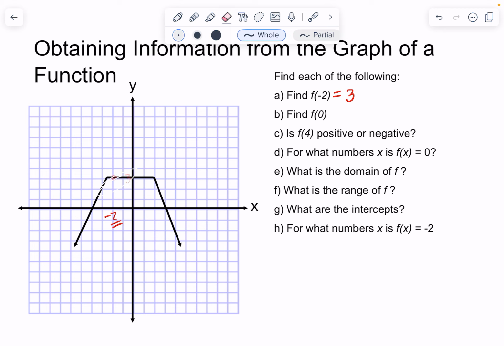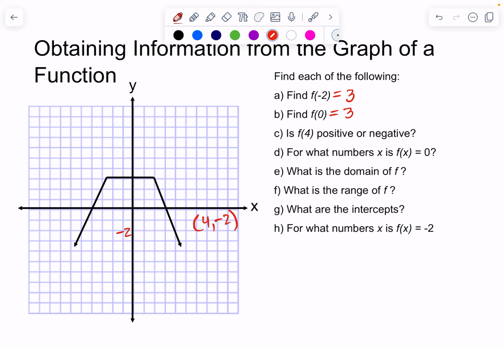F of 0. Okay, once again, let's check out the value of y when x is 0. When x is 0, I go straight up and once again hit a value of 3. So f of 0 will also be 3. Now, is f of 4 positive or negative? Well, let's check it out. When x is 4, we've got 1, 2, 3, 4. When x is 4, my y value is down here in the fourth quadrant. So that means that my y value would be negative 2. So when x is 4, y is negative 2.